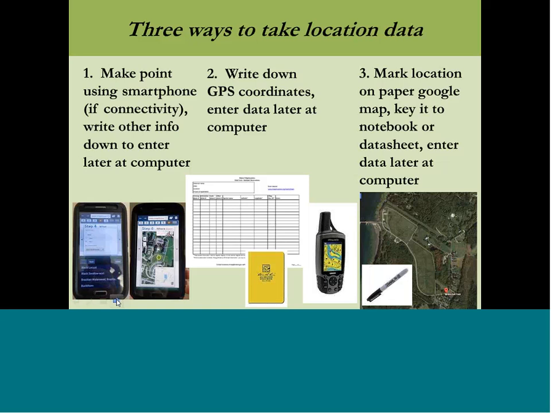And the third way, for users who might not have access to a GPS or a smartphone, would be to go ahead and print out a paper Google map, mark your location on that paper Google map, and key it to a notebook or data sheet and enter the data later back at your computer. That's a little bit more challenging in very forested areas, but certainly in open wetlands, that's not too difficult to locate yourself. So there's flexibility there to accommodate users who have different preferences in terms of how they work in the field and also have different levels of technological tools, ability to access tools at different levels.